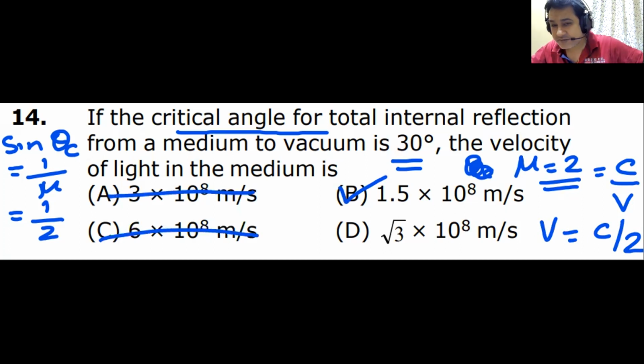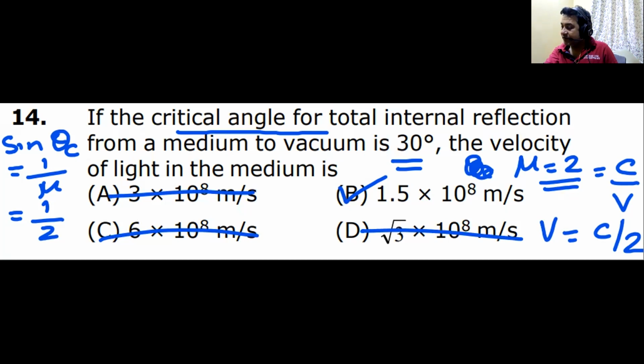This cannot be the answer because more than the speed of light is not possible. Equal to the speed of light is also not possible in any other medium. The only possible options are 1.5 and root 3. If you had to guess, it is 2 out of 2, but there's nothing to be guessing here. Root 3 is definitely not the answer. The only answer is 1.5 into 10 raised to the power 8. Do we understand this? Can I have some raised hands that we understand this? Yes, sir.